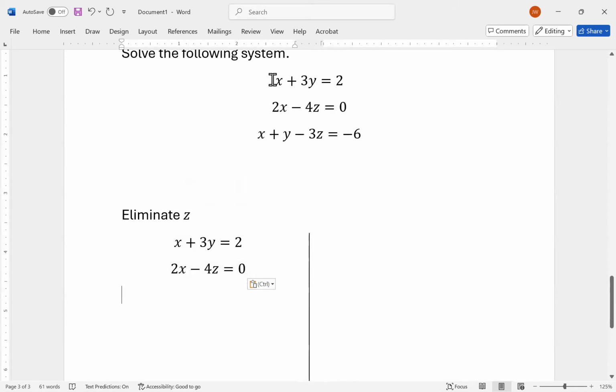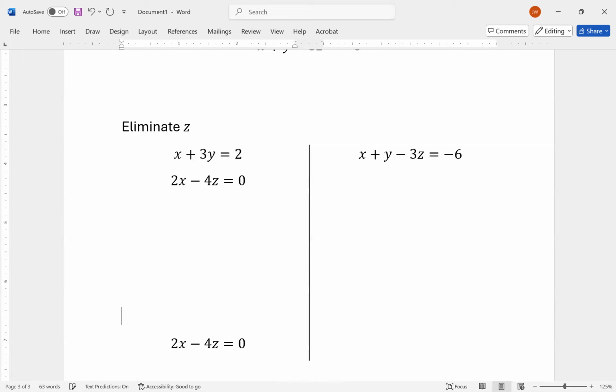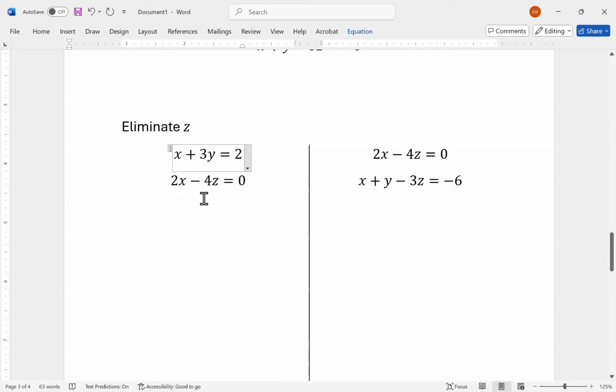So let's say I took the first pair of equations and I made that my first pair. And then I took my second pair of equations and I'll make that my second pair. Now, if I try to eliminate z here, I would have to put the coefficient of z in front of this first equation. That's a -4.